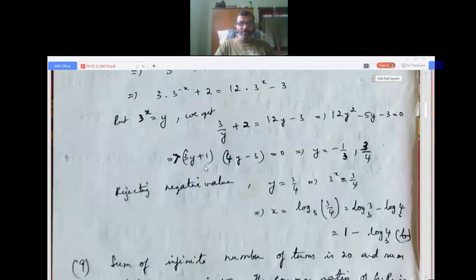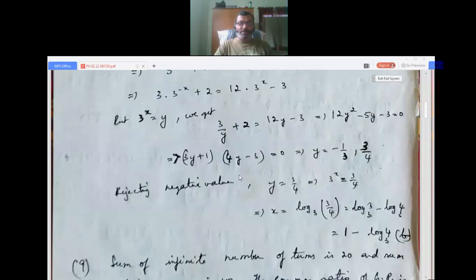You get 3y plus 1 into 4y minus 3 equals 0. From this I take each one of them: 3y plus 1 equals 0, so y is minus 1 by 3; 4y minus 3 equals 0, y equals 3 by 4. So I got two answers, y equals minus 1 by 3 or 3 by 4. I reject the negative value, I take only the positive value and check. If I don't get the answer in this, then I take the other one. So y is 3 by 4, this positive value.